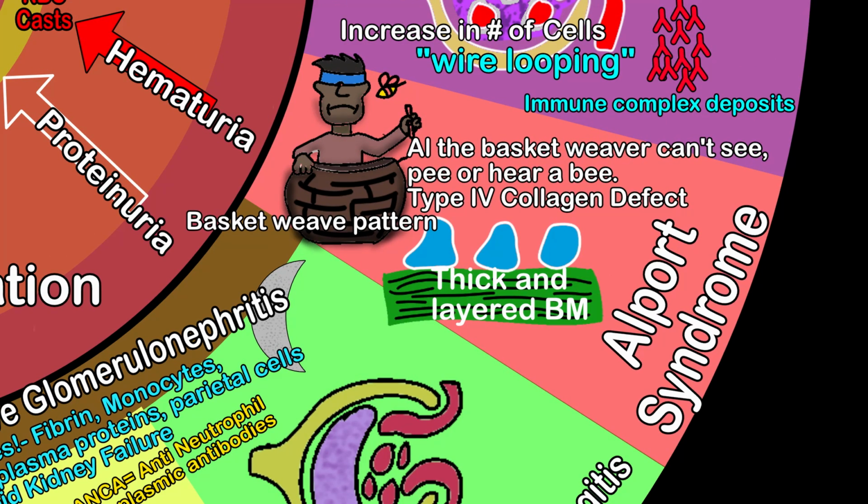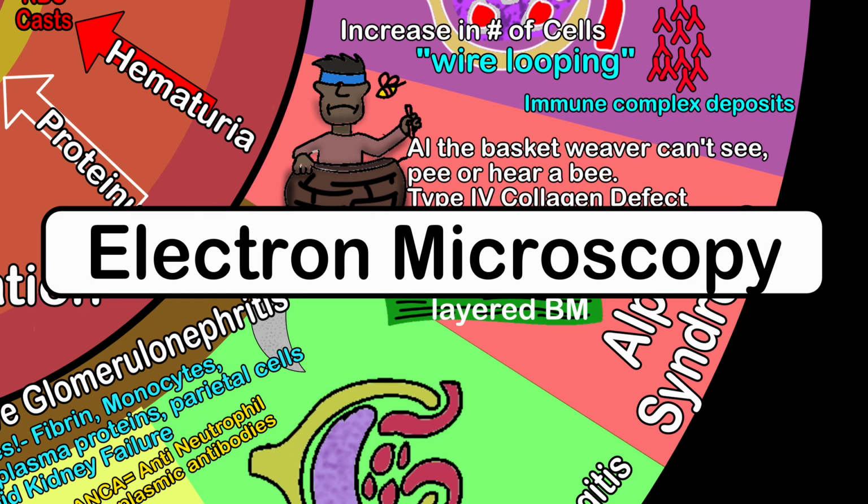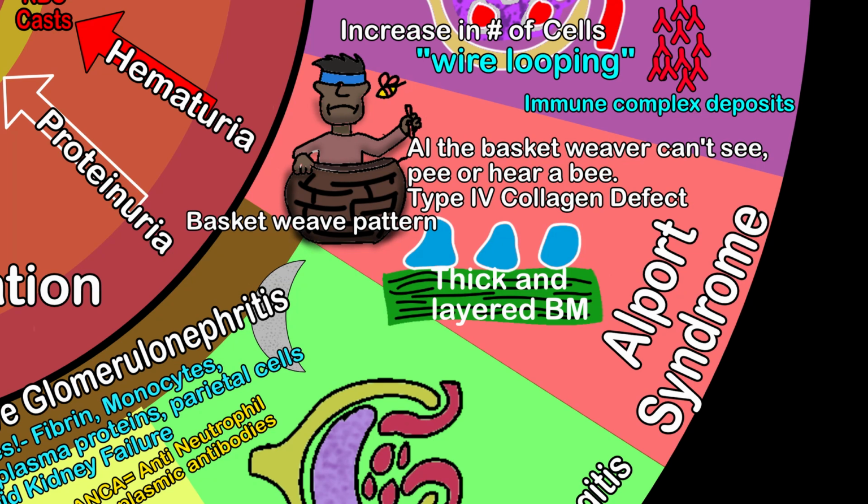Last one here, we have Alport syndrome. Type 4 collagen mutation, basement membrane and the lens of the eye, basket weave pattern on electron microscopy, and you'll probably hear the mnemonic, can't see, can't pee, can't hear a bee, referencing the things that are affected.